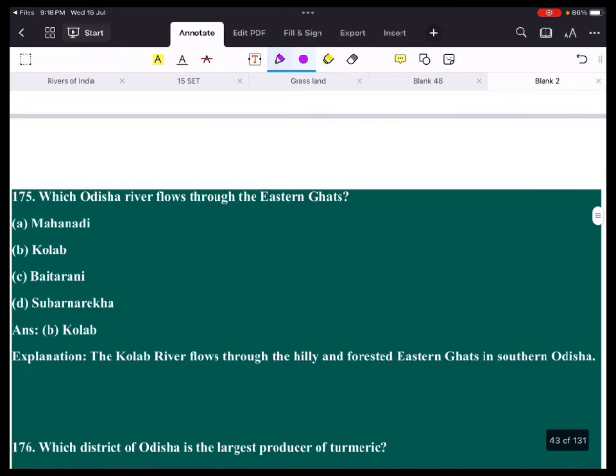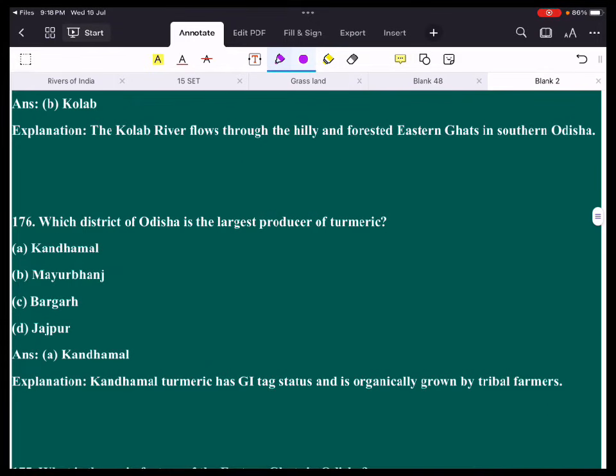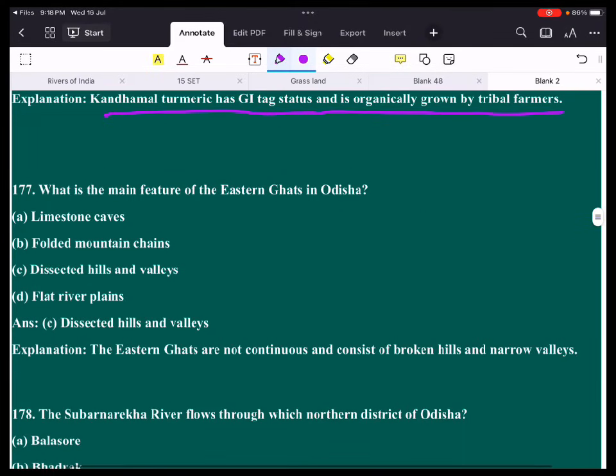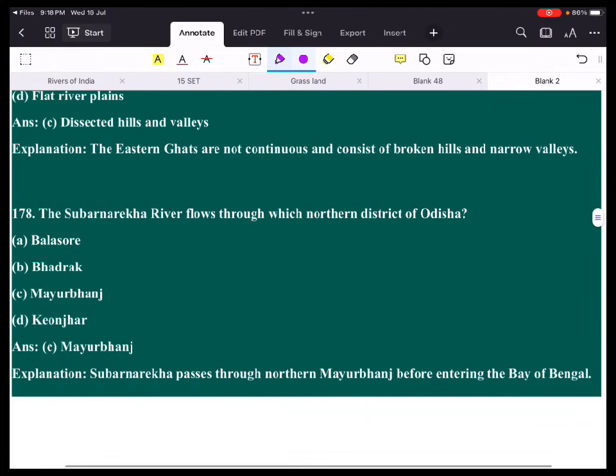Which Odisha river flows through the Eastern Ghats? That is Kolab, option B. Which district of Odisha is the largest producer of turmeric? Option A, Kandhamal. Kandhamal turmeric has GI tag status and is originally grown by tribal farmers. What is the main feature of the Eastern Ghats in Odisha? That is dissected hills and valleys, option C. Subarnarekha river flows through which northern district of Odisha? That is option C, Mayurbhanj.